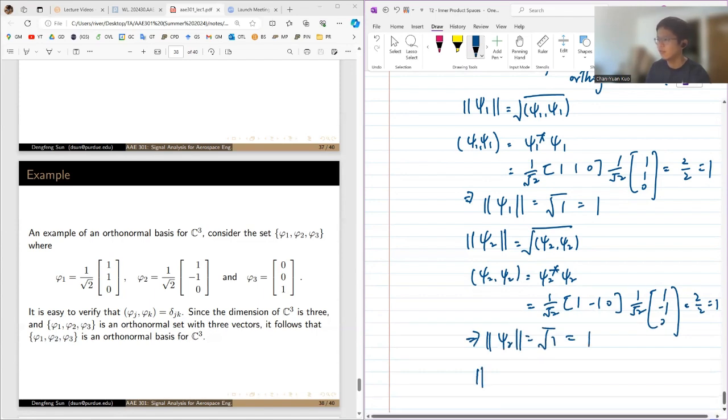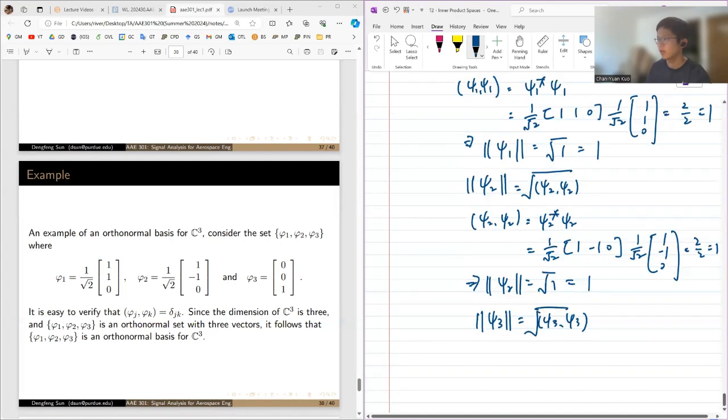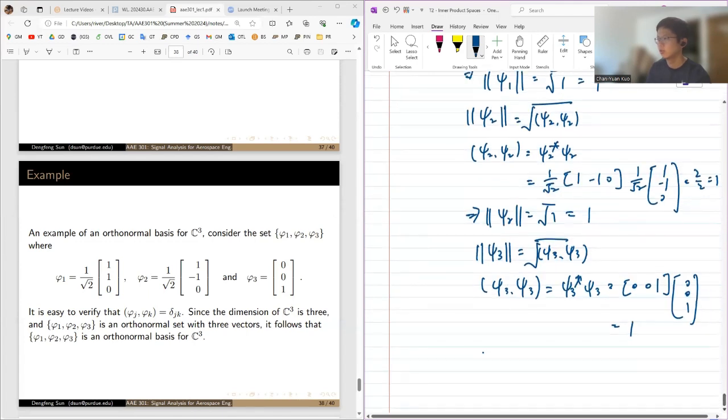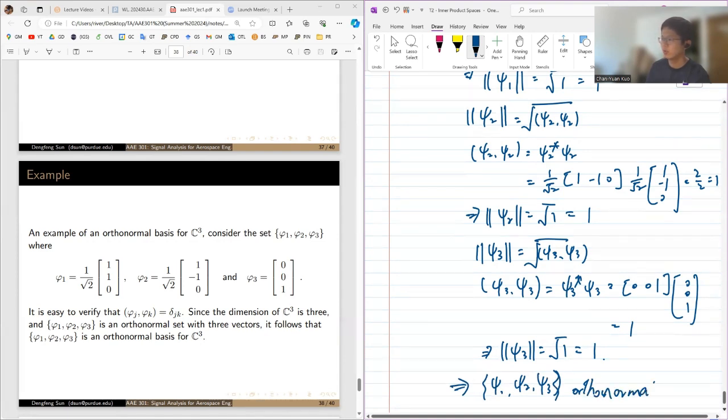And we can do the same thing again for psi3. Here the inner product of psi3 and psi3 is just going to be (0, 0, 1) and (0, 0, 1), which is 1. So the norm of psi3 will be the square root of 1, which is 1. So this shows that this set is an orthonormal set of vectors. So this is orthonormal.